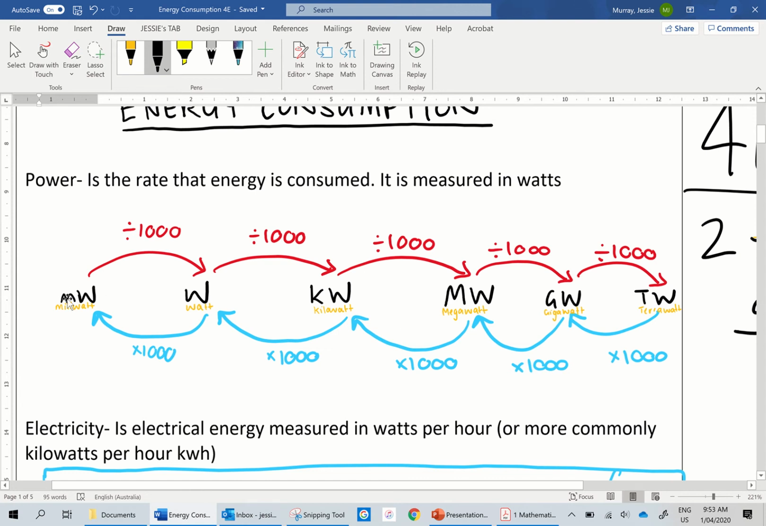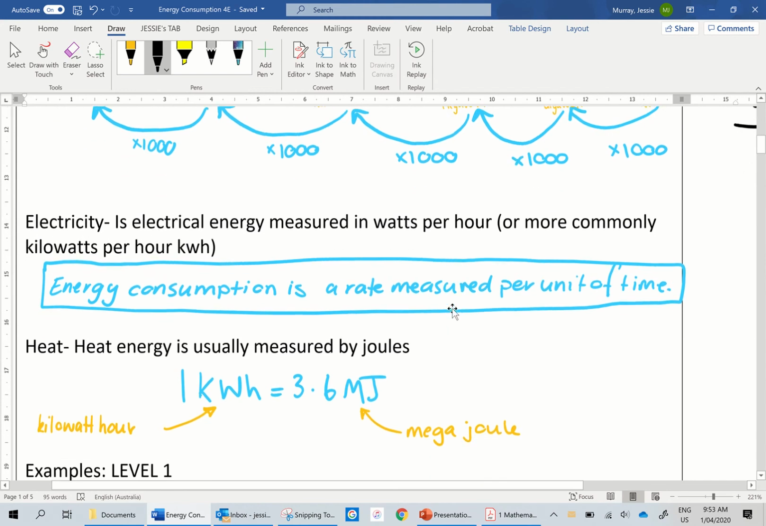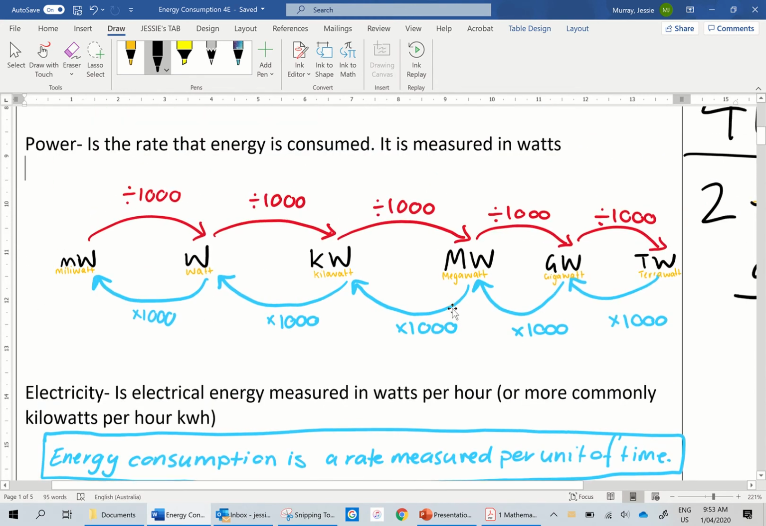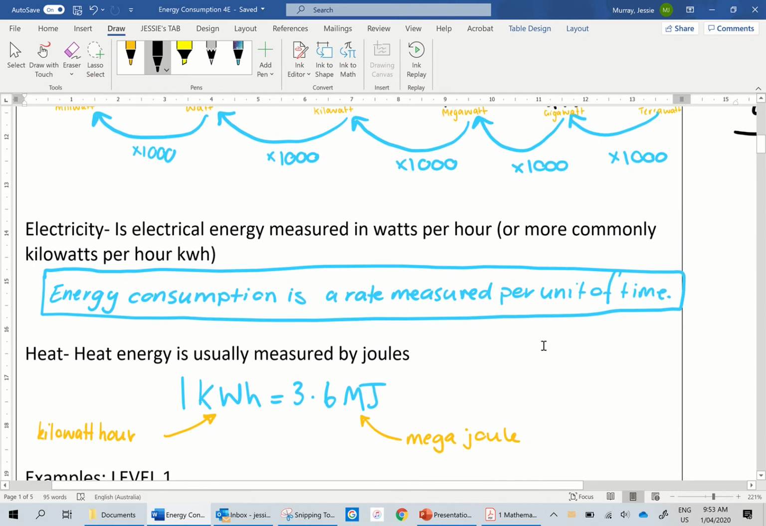Just be mindful, in milliwatt I have a lowercase m, but in megawatt it is an uppercase M, okay? It's usually quite important to have your prefixes right, whether they're capitals or not.